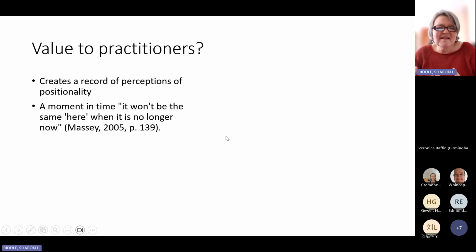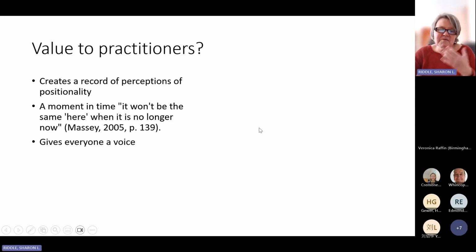It strikes me that Massey emphasized that time and space are very connected, and that things change. And we know that things change all the time, especially in the last few years. So I think it can be used to track progress, to look at future plans, but also just to recognize that things are going to change. It's not set in stone.